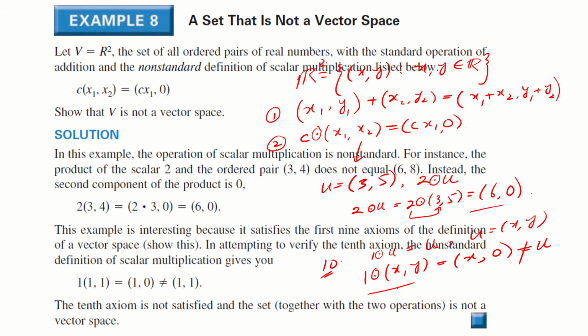इसका मतलब यह है कि कंडीशन नंबर 10 जो है वो यहाँ पे सेटिस्फाई नहीं हो रहा, therefore this set was a vector space with standard operations. Right? But with this non-standard operation, one is standard, the other one is not standard, it is not a vector space. हमारे पास वेक्टर स्पेस नहीं है.